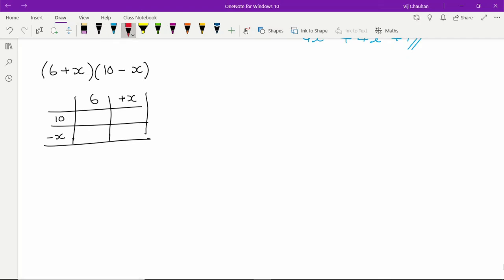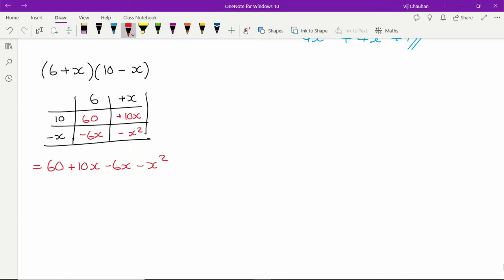So filling in the table, I've got 10 times 6, which is 60, 10 times x, which is positive 10x, 6 times minus x, which is minus 6x, and minus x times x is x squared, and I've got a plus and a minus, which means it's a minus. Now when I write down these four terms that I've written in red, the order is slightly different. I've got 60 plus 10x minus 6x minus x squared.